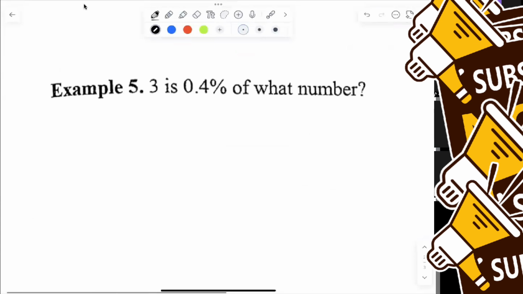Okay, let's get started with this question. 3 is 0.4% of what number? I'll let you guys try this question and tell me your answers in chat.